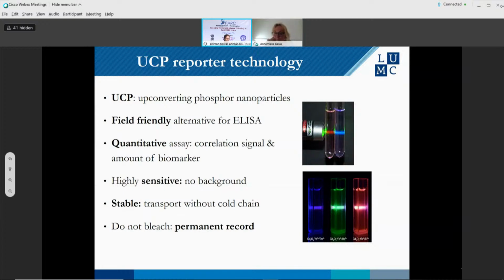Okay. The next question is, how far is nanotechnology successful in diagnosis and treatment of mycobacterial infection? So can you repeat the question? How far is nanotechnology successful in diagnosis and treatment of mycobacterial infection? So the UCP lateral flow, how successful is it already in diagnosis of leprosy? That is the question. Yes.